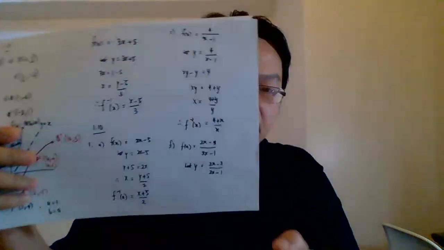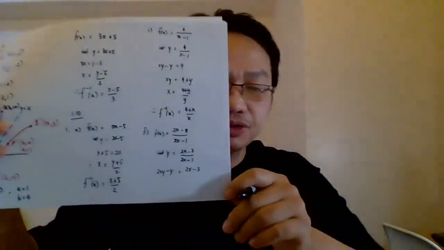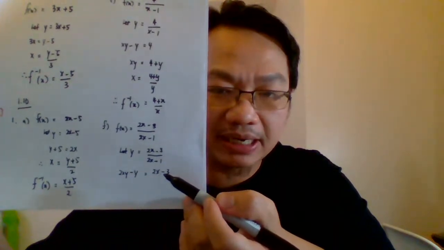So we must let y. So let y equal 2x minus 3 over 2x minus 1. As usual, just let y. And because this is a fraction, this denominator we need to bring to the left side. So when we bring to the left side, it becomes expansion. When we expand y with the 2x minus 1, it becomes 2xy minus y equals 2x minus 3. So 2xy minus y equals 2x minus 3.